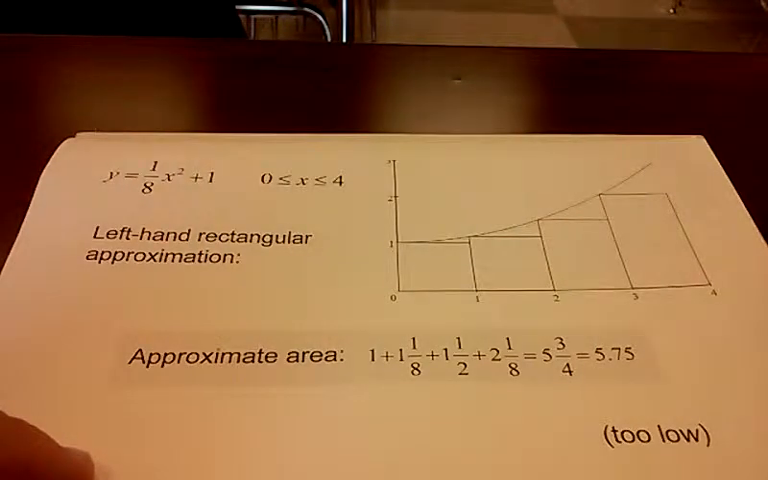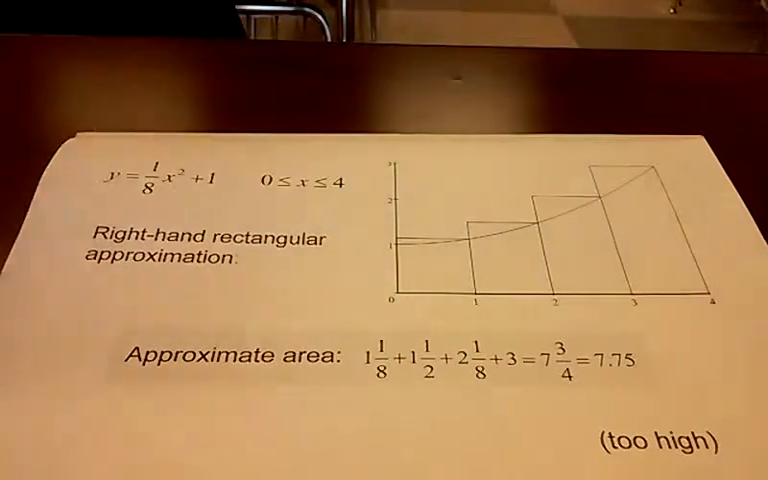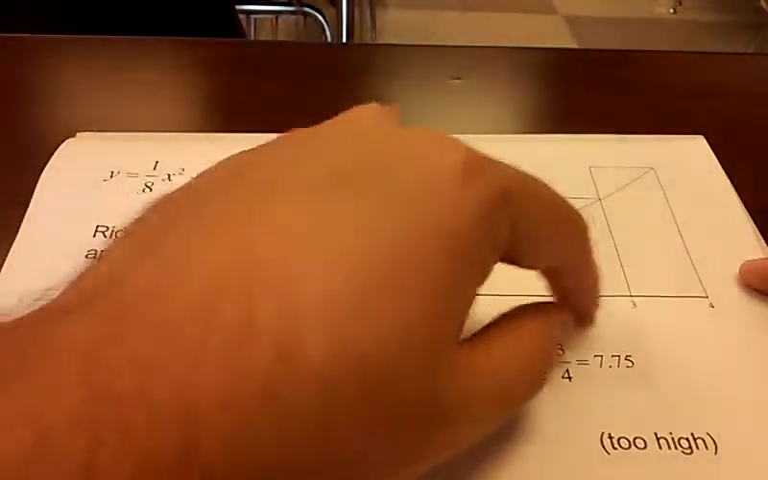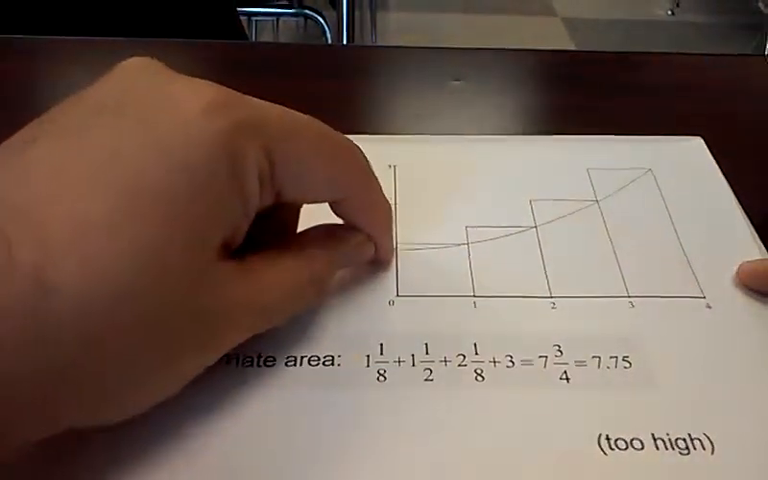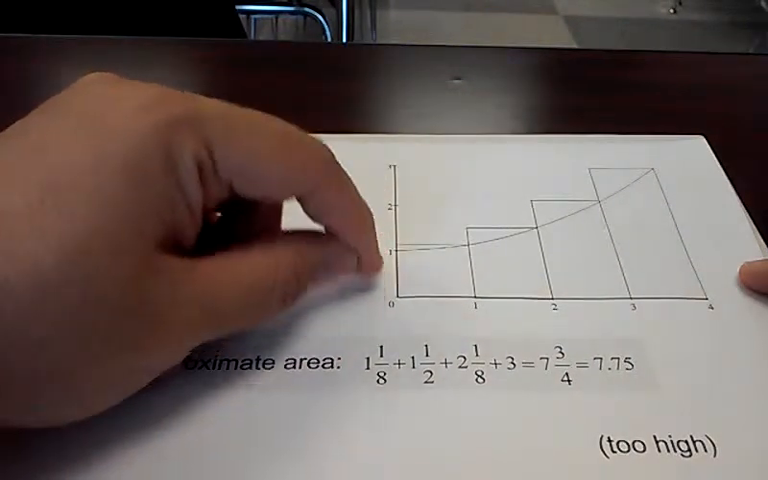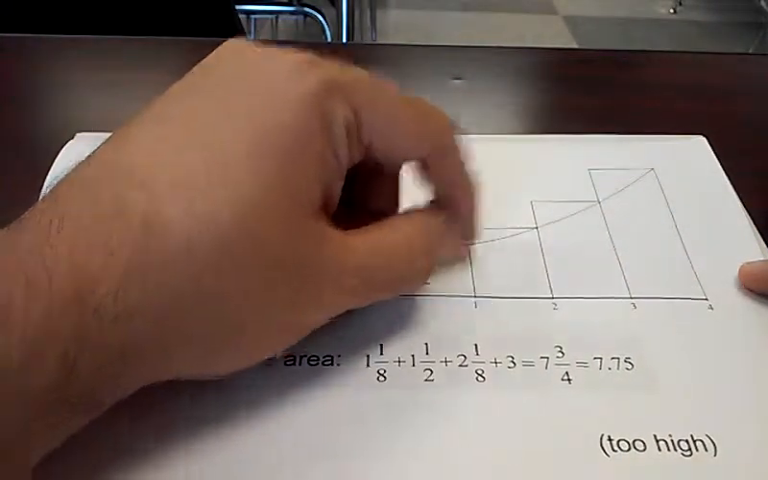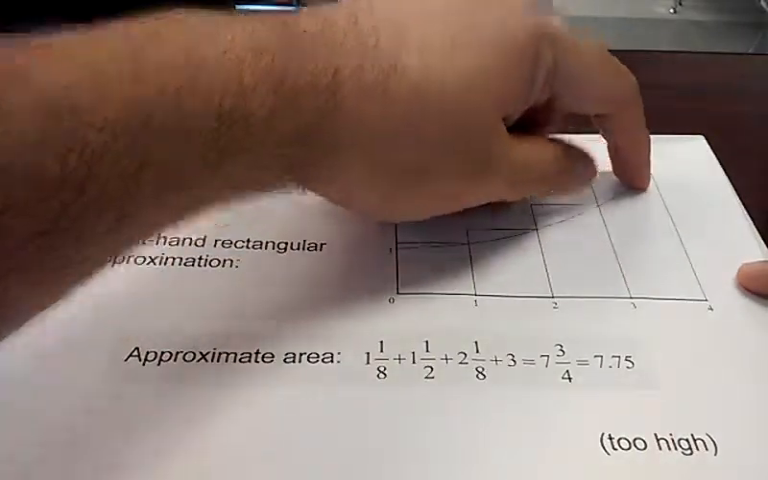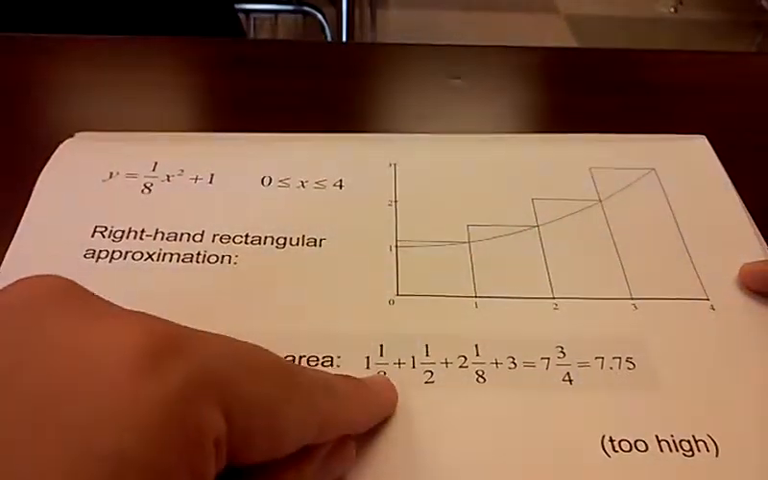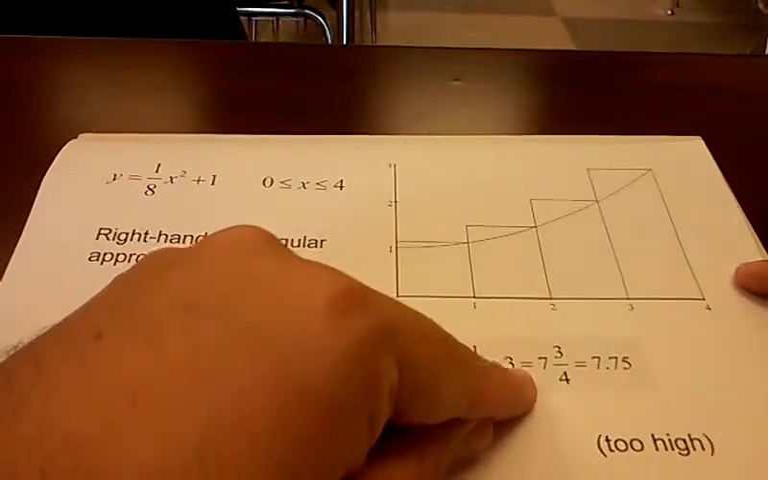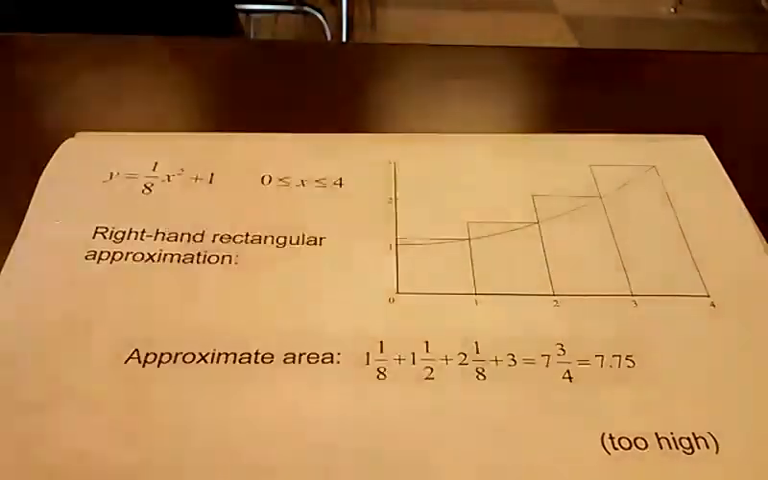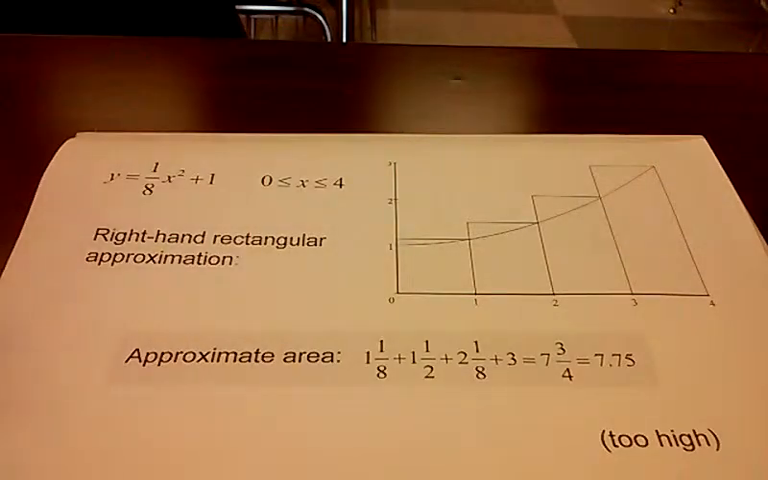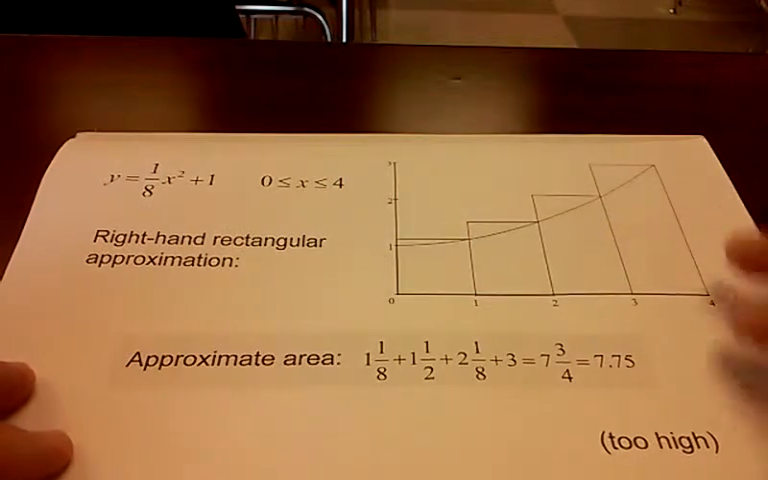So now let's look at a right-handed rectangle approximation. So notice that it's still width of 1, but this time, instead of using the first left-hand limit 0, I'm just going to use the numbers 1, 2, 3, and 4. And so I can find the lengths of my rectangles, and therefore I can find the areas, I can add them up, and it gives me 7.75, which is too high. Remember, the actual area is 6.6. So how could I somehow average the two and get a better estimation?